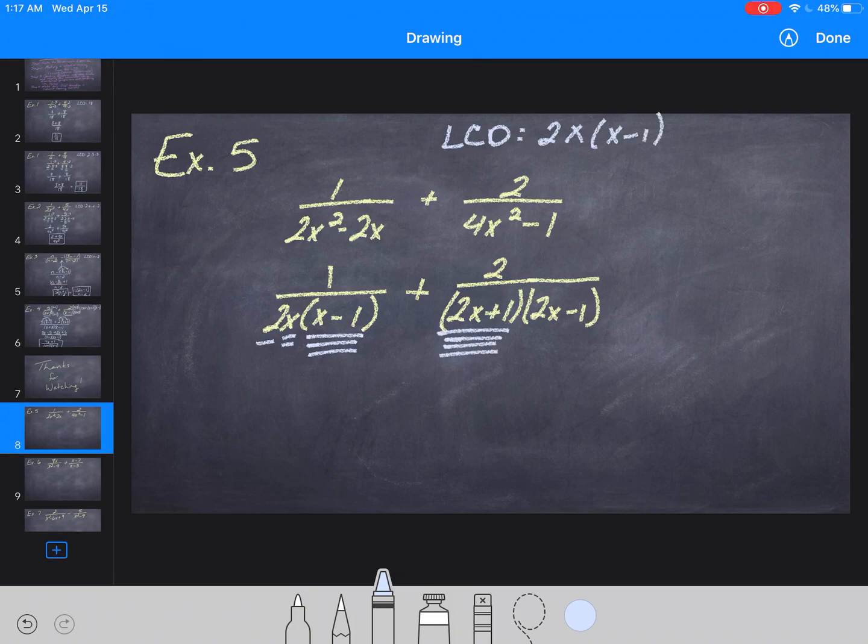I have a 2x plus 1 in my denominator, so I must have a 2x plus 1 in my least common denominator. I have a 2x minus 1 in my denominator, so I must have a 2x minus 1 in my least common denominator. Now I can multiply in what's missing. From my first fraction, I am missing the 2x plus 1 and the 2x minus 1.